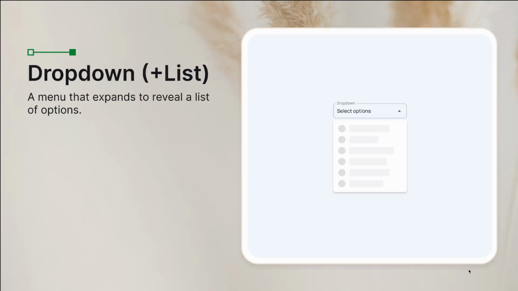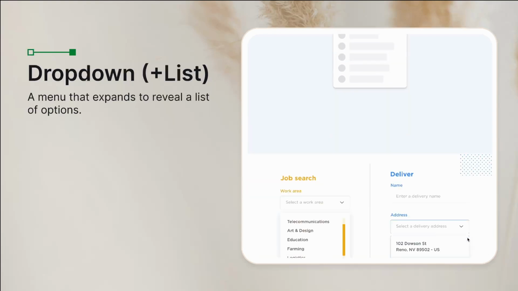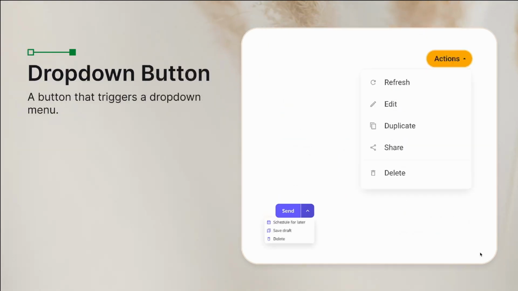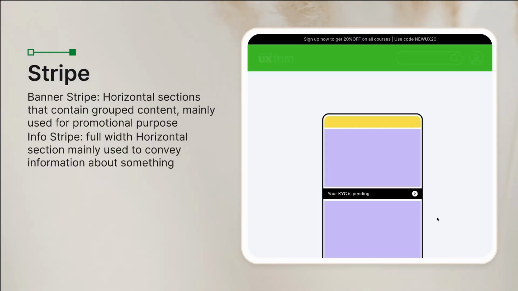Drop-down and drop-down list, a menu that expands to reveal a list of options. Drop-down button, a button that triggers a drop-down menu. Strip, banner strip, horizontal section that contain group content mainly used for promotional purpose. Info strip, full width horizontal section mainly used to convey information about something.